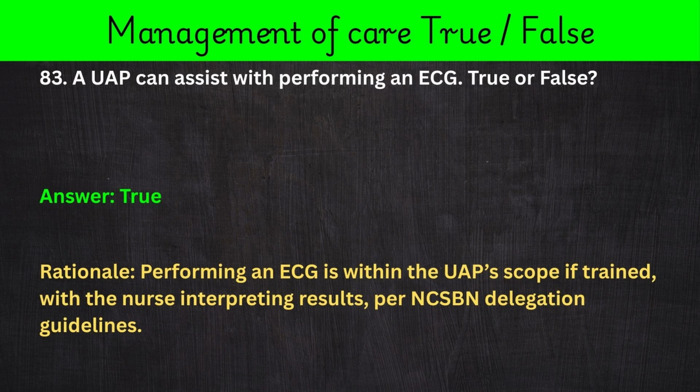83. A UAP can assist with performing an ECG. True or false? Answer: true. Rationale: performing an ECG is within the UAP scope if trained, with the nurse interpreting results, per NCLEX-PN delegation guidelines.